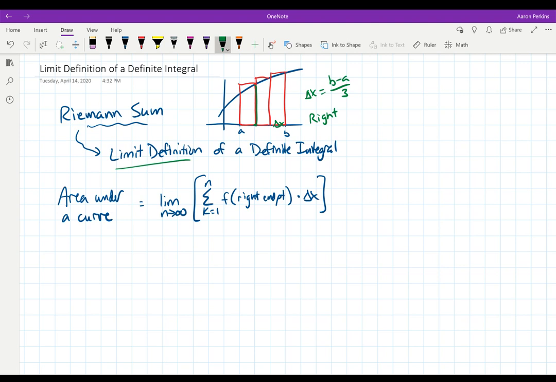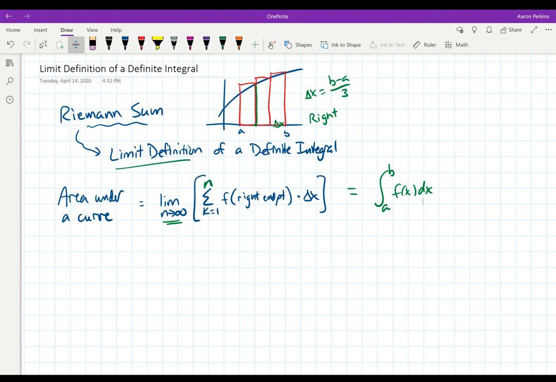We know that the more rectangles we put in, the more accurate it becomes. So if n is the number of rectangles that I have, and I put in an infinite number, then I know that this is eventually going to turn into the integral from a to b of f of x dx, right? That's how it works.